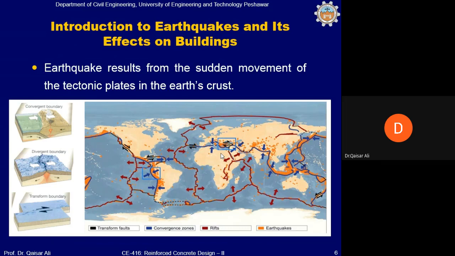Now, this is a well-known fact that earthquakes occur at the boundaries of the tectonic plates. However, it is possible that some earthquakes occur within the plate, which are called intraplate earthquakes. And these earthquakes which occur at the boundaries of the plates are called interplate earthquakes.